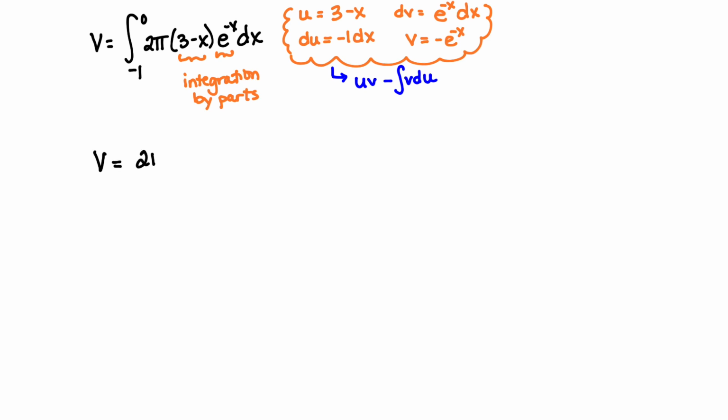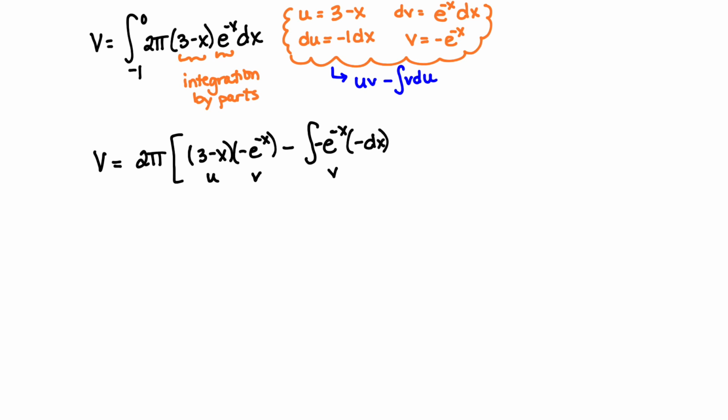I'm going to pull out 2 pi, and we are left over with uv, u being 3 minus x, v being minus e to the minus x, so that's u, that's v, minus the integral of v du, so that's e to the minus x with a negative, and du is minus dx. Our limits are -1 to 0, so I'm just going to tack them on at the back end to keep it simpler that way.